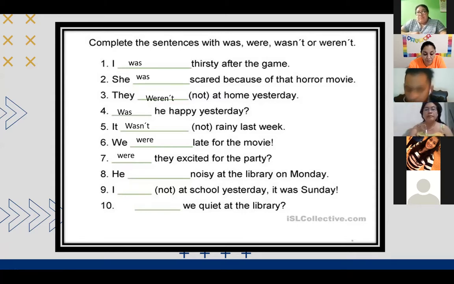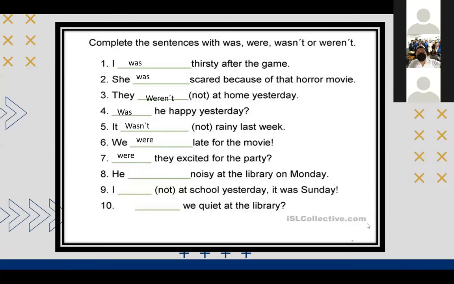Were they excited for the party? Good. Number eight, Miss Jenny. He was noisy at the library on Monday. Perfect. Negative form.